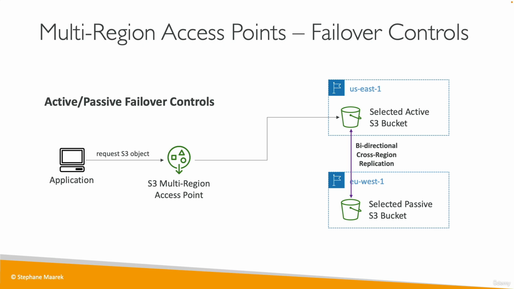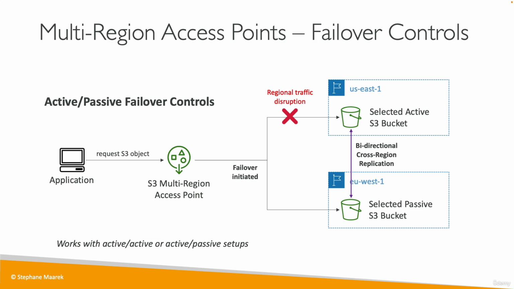And in case you have a regional traffic disruption, for example, US East 1 is experiencing a bad outage, then automatically you're going to have a failover initiated and your request will go to the passive S3 bucket, which no matter what will contain all your data. And these kinds of failover controls are valid for active-passive types of setups, but also active-active. This is when you can write to multiple regions at a time.